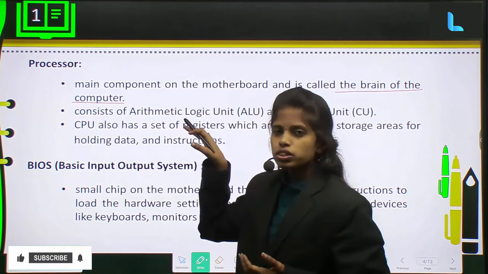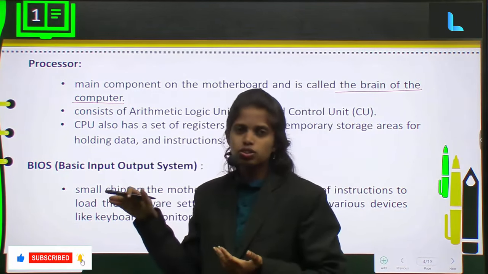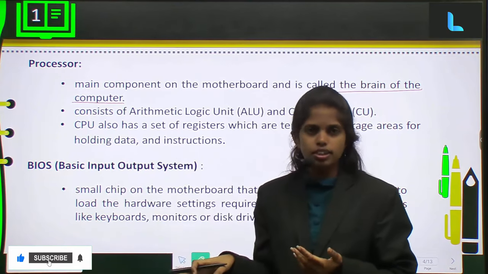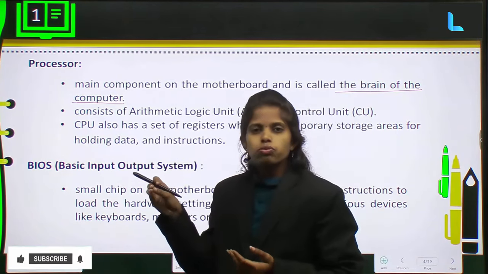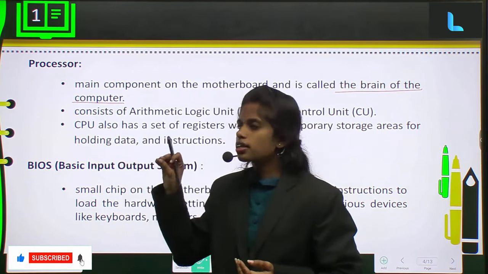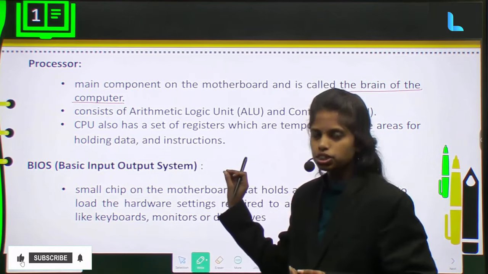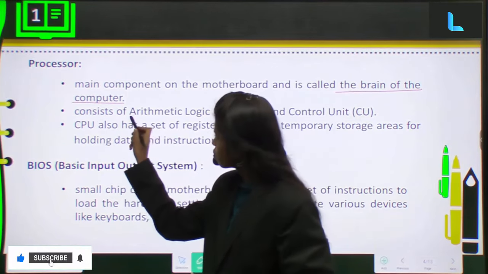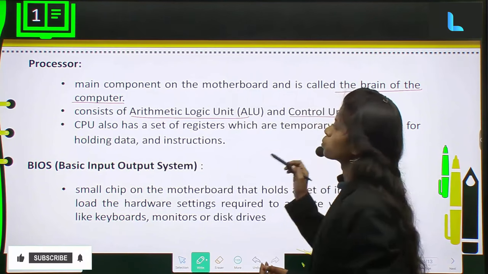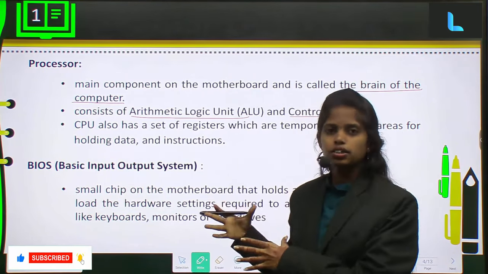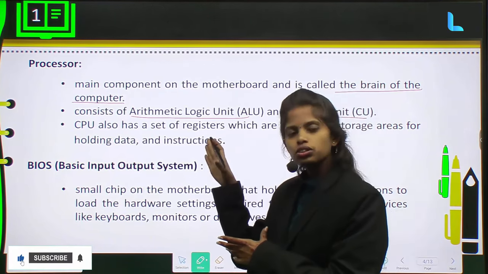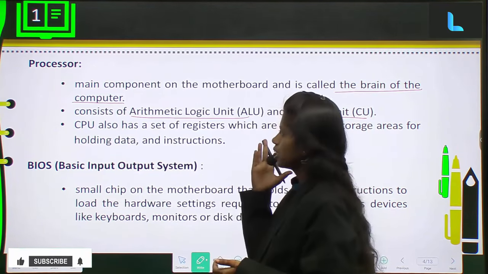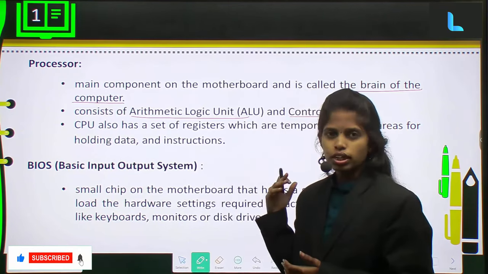This is mounted on the motherboard. There is no doubt in that, because what you are studying now is the components of the motherboard, so that is mounted on it itself. So what is this used for? The functions of that, this is the main thing you should specify whenever you are giving the explanation. So just say the processor is the brain of a computer, and it consists of ALU and CU, the arithmetic logic unit and control unit. Why is ALU used? For performing arithmetic operations, ALU will be used. Similarly, CU is the control unit.